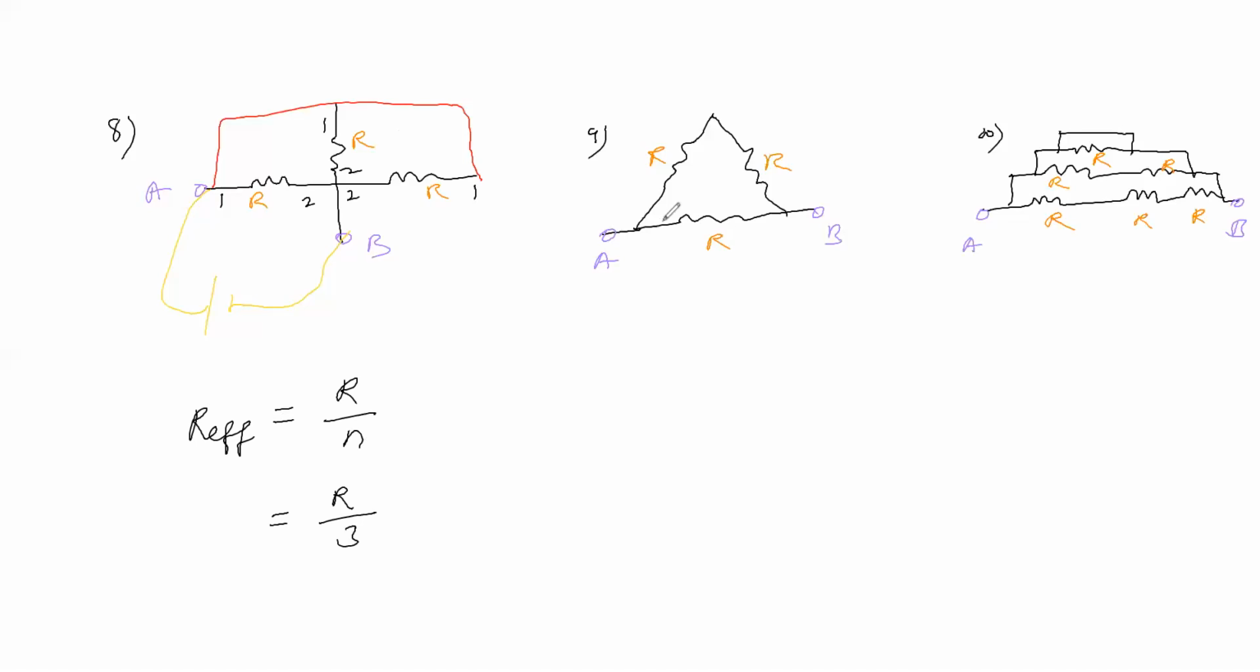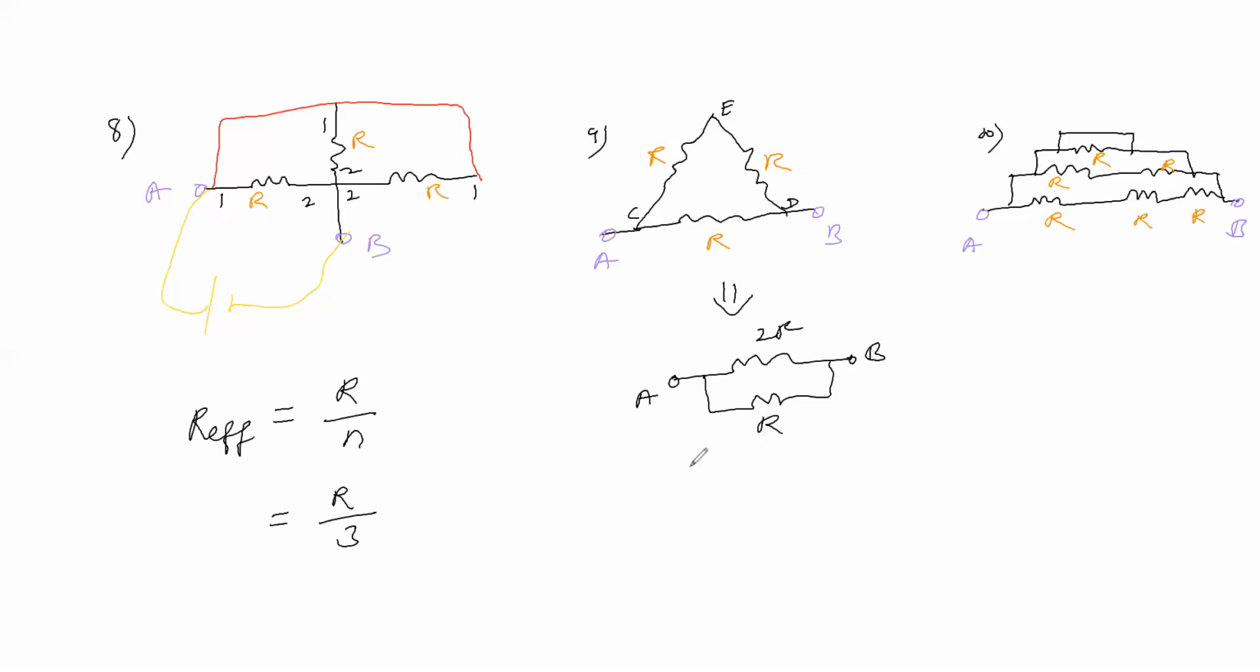In the ninth problem, to find the effective resistance, let us take the points as C, D, E. The resistors between C and E and between E and D are in series combination. If you simplify this diagram, these two resistors are in series, so the effective resistance is 2R. Here one more resistance R is there, between the points A and B. Now these two resistors are in parallel combination.